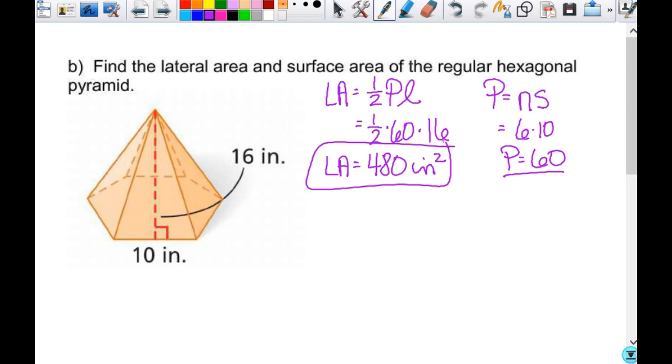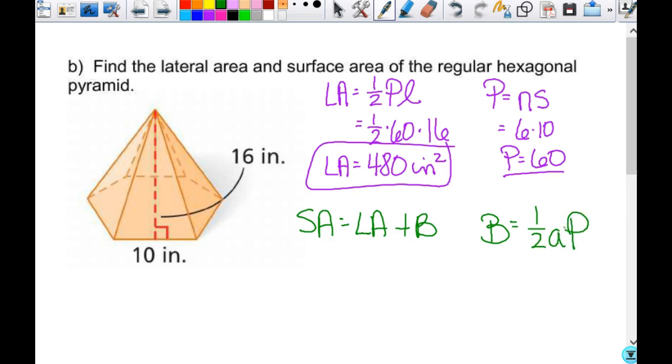Everybody good with that? So now I have to find the total surface area, and my total surface area is going to be lateral area plus big B. So is my big B formula 1/2 base times height? No. The base is a regular hexagon, so my big B formula is AP. Good. Did they give me the apothem? No, they did not. Did they give me the perimeter? Well, did they give it to me? No. But did I already find it? Yes.